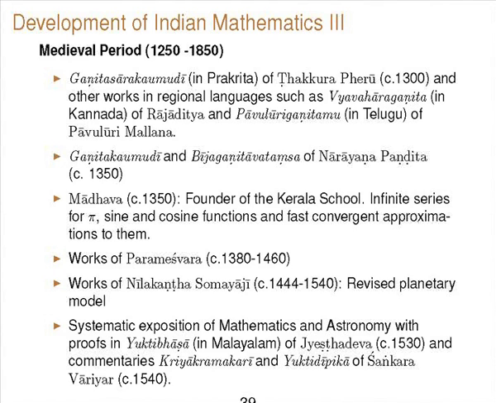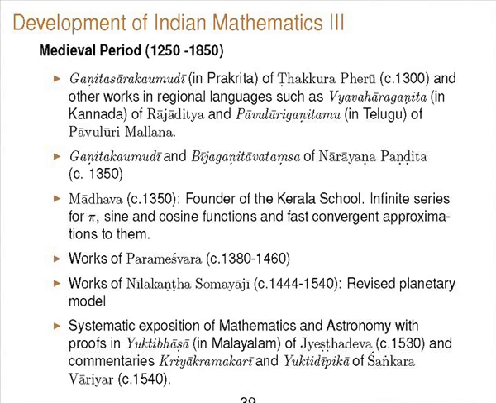First of all, around 1200 works in mathematics started appearing in regional languages. Ganita Sara Kaumudi is in Prakrit, Vyavahara Ganita is in Kannada, Pavuluri Ganitamu is in Telugu. These are very important works written around the 12th and 13th centuries. Ganita Kaumudi of Narayana Pandita is a great advance of Bhaskaracharya's Leelavati. A large part of our course will be devoted to a study of that.